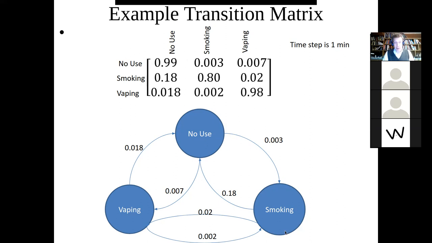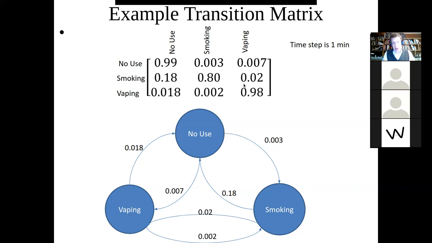Similarly, if I'm in a smoking state right now, maybe this is a bit easier to think about. Based on the duration of smoking, a bit over 5 minutes, I have a 0.18 chance per minute of going into the no use state. And I have a chance of going directly into a vaping state of 0.02. So maybe this person goes inside and wants to vape inside. They can't smoke inside, but maybe they can vape in a private building. And so they go do that. But otherwise, they remain in the state.